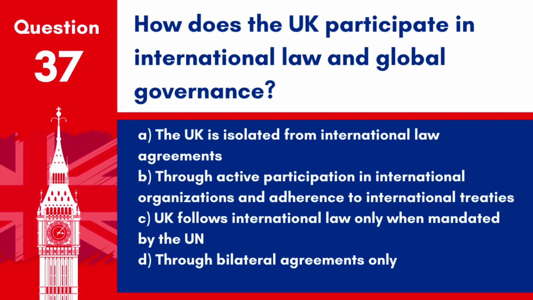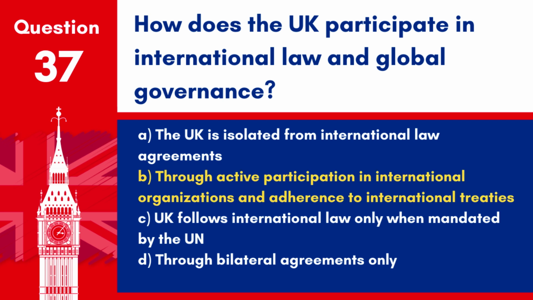Question 37. How does the UK participate in international law and global governance? A. The UK is isolated from international law agreements. B. Through active participation in international organizations and adherence to international treaties. C. UK follows international law only when mandated by the UN. D. Through bilateral agreements only.